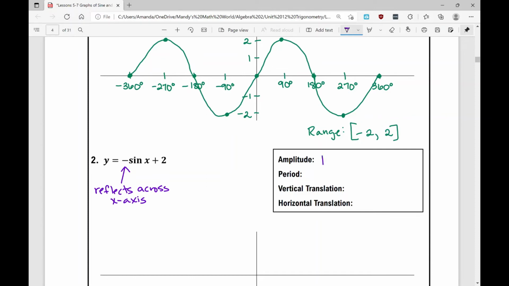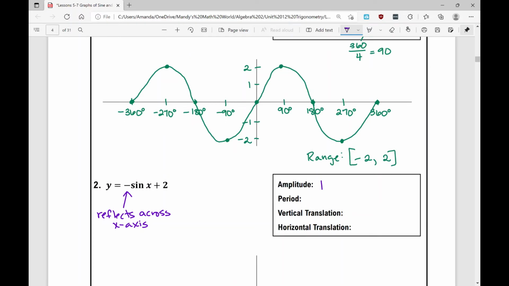And remember that the amplitude is the distance from your midline to your high line. So if I go back to number 1, my amplitude is from that midline to that high line right there, which is 2.